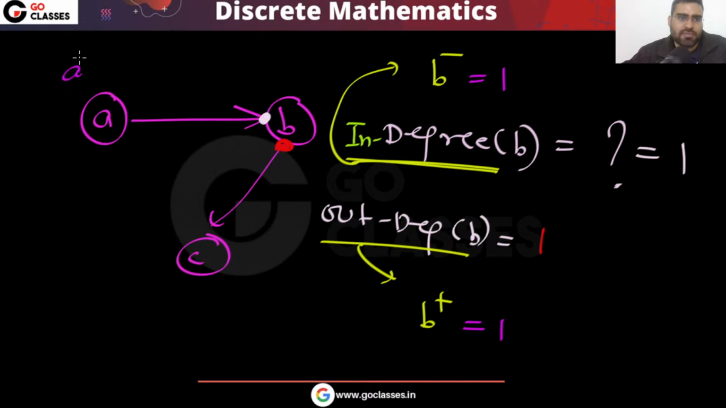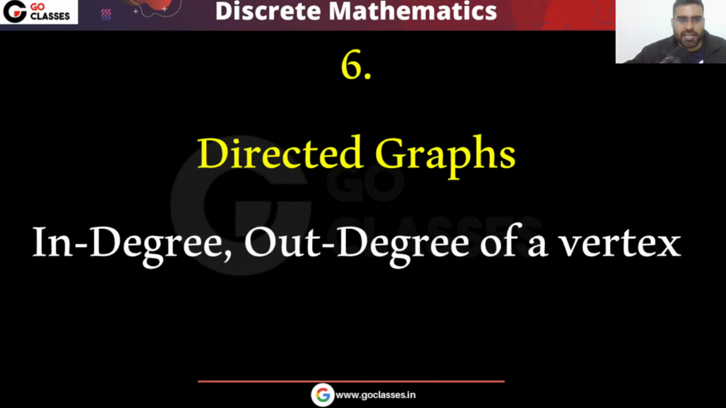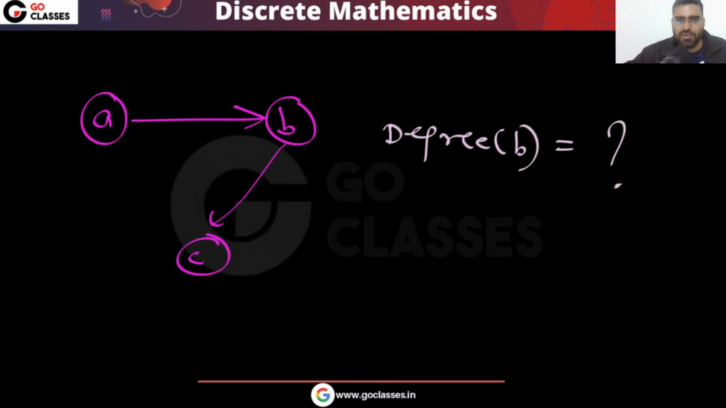What is A minus? A minus means in degree of A. That is 0, there is no incoming edge. What is the out degree of A? That is 1 because there is an outgoing edge. Similarly, for C, in degree is 1 and out degree is 0. So for a directed graph, we have the in degree concept and the out degree concept.